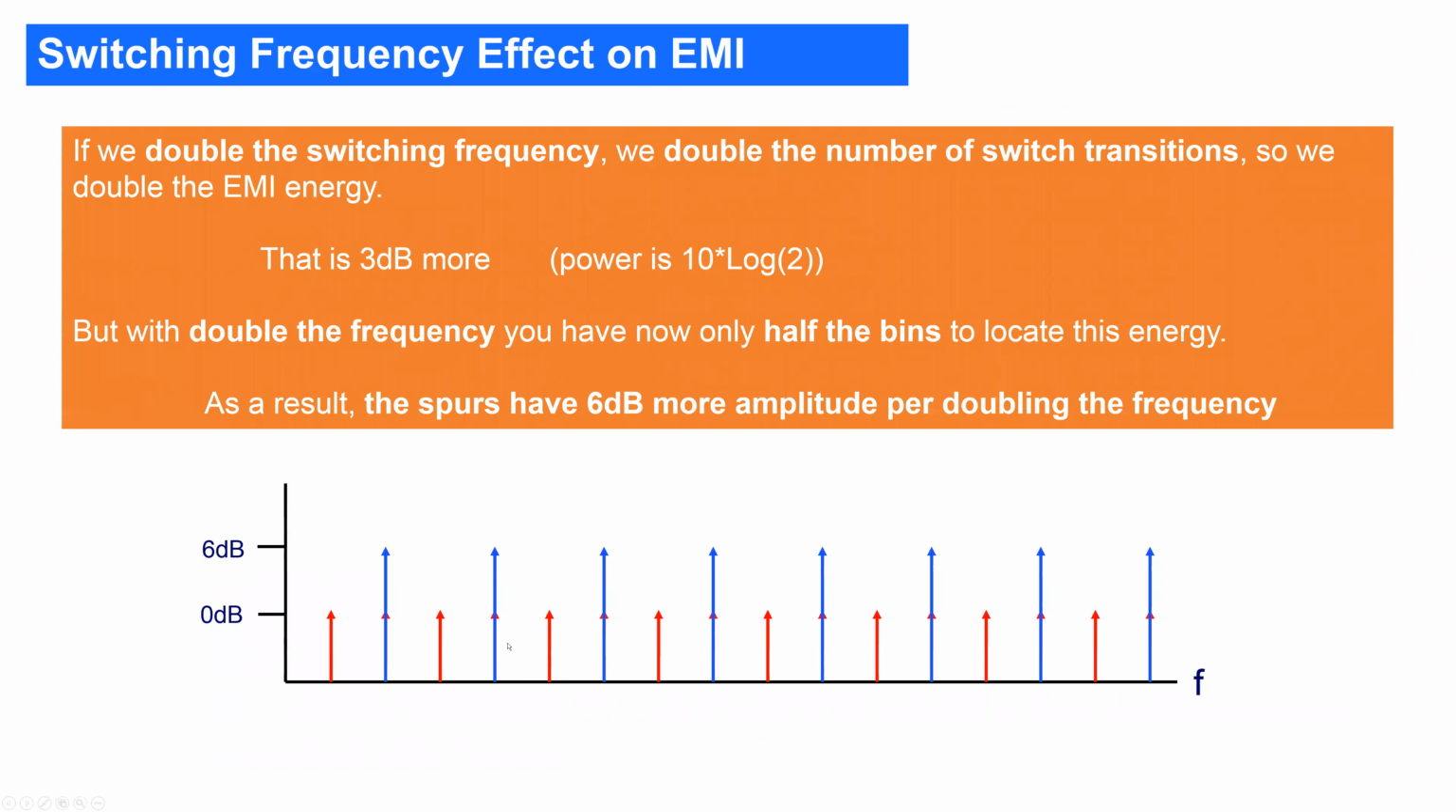For 1 megahertz, you have only half the bins, which means in addition to the 3 dB more energy you create, due to the fact that you have only half the bins, half the area where this energy is concentrated, you get an increase of actually 6 dB. So doubling the frequency means 6 dB more EMI everywhere, which means if you go from sub-AM, like 500 kilohertz, to 2 megahertz operation, you get at least 12 dB more EMI to fight off.